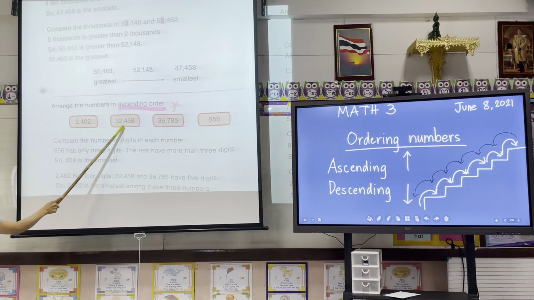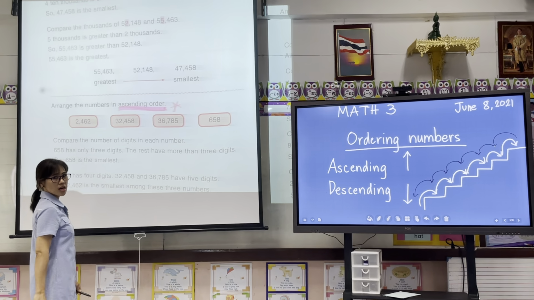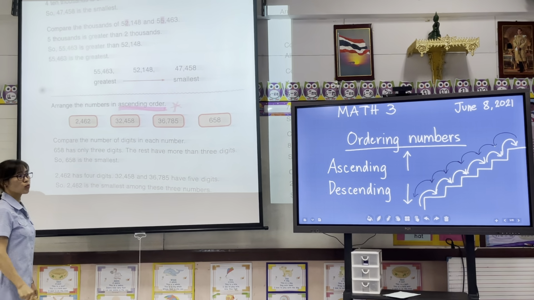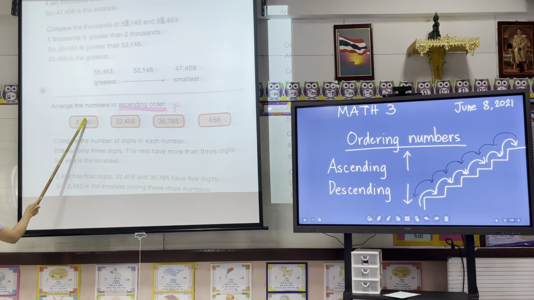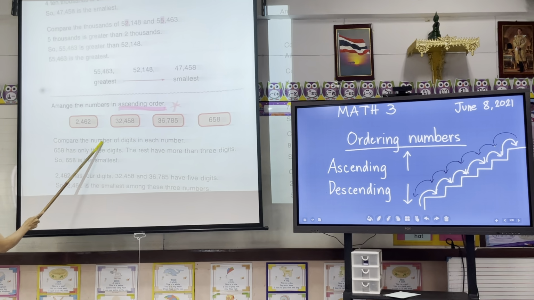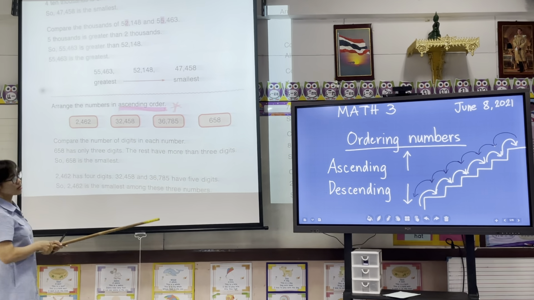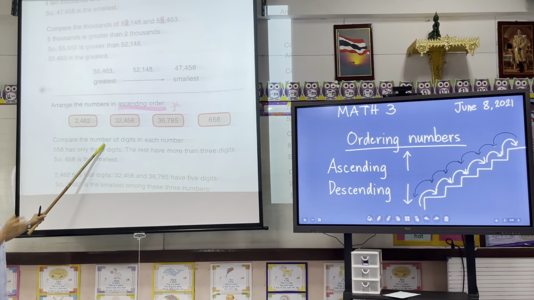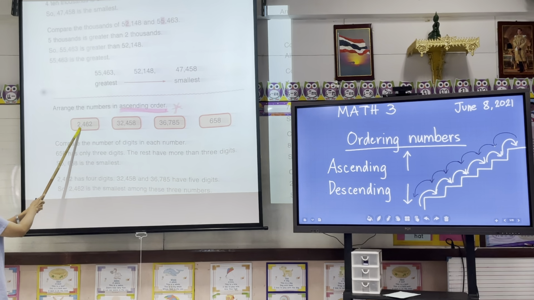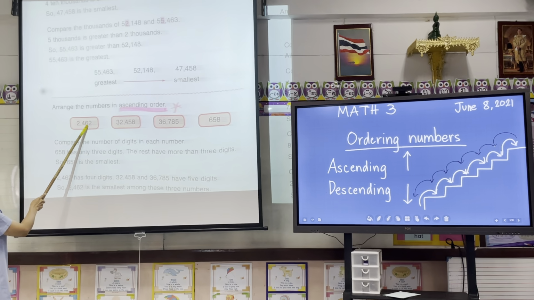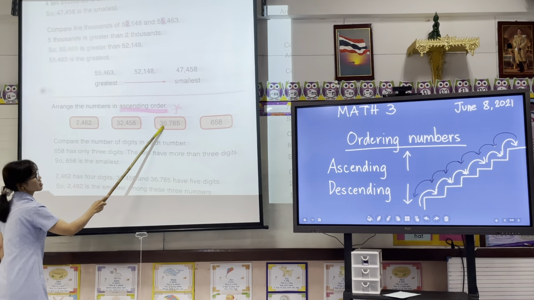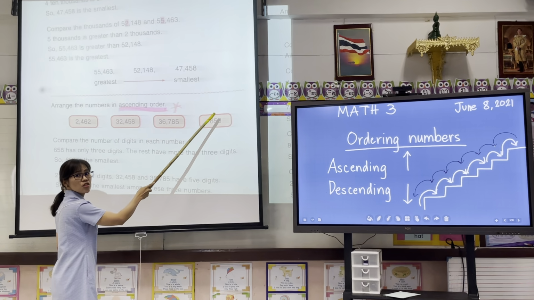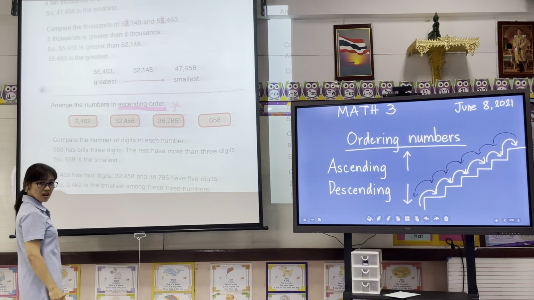We have here 4 numbers. Okay? Ascending, we start with the smallest number. Alright? So look, compare the number of digits in each number. Compare the number of digits. This has how many digits? 4. These two have 5 digits. This has 3 digits. Alright?